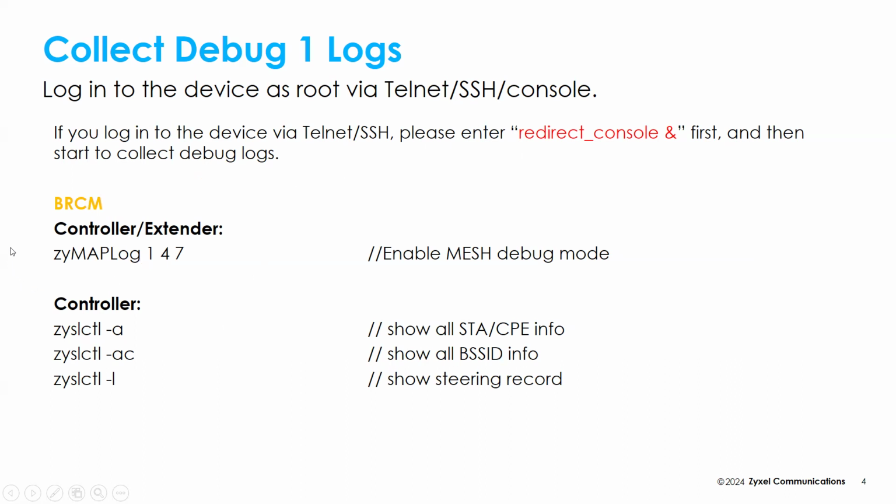And this is the first command we suggest to get from the devices. We can use this command to enable the mesh debug mode of our devices. Then we are able to use the command list here to capture other information such as CPE or station information. And we can also get the BSSID information as well.